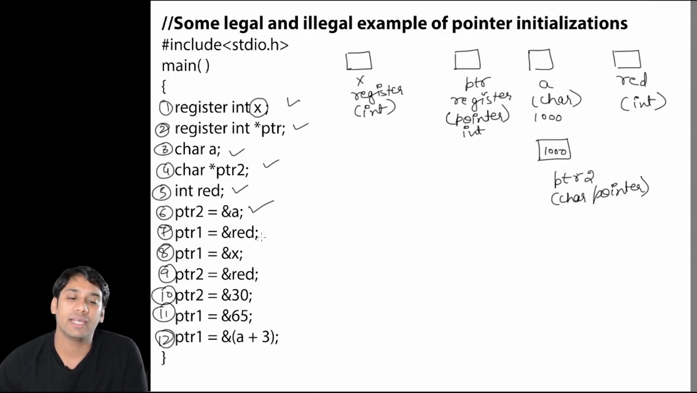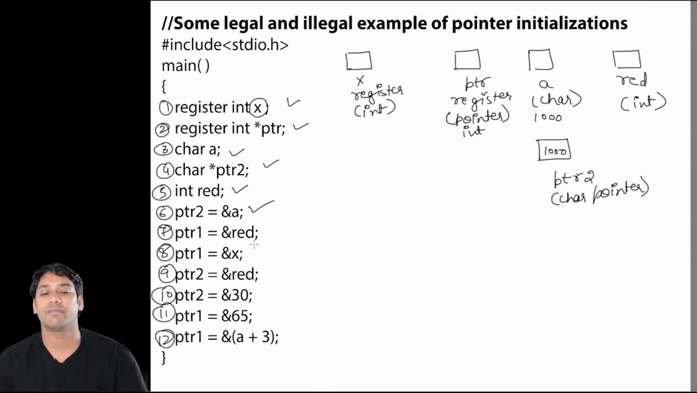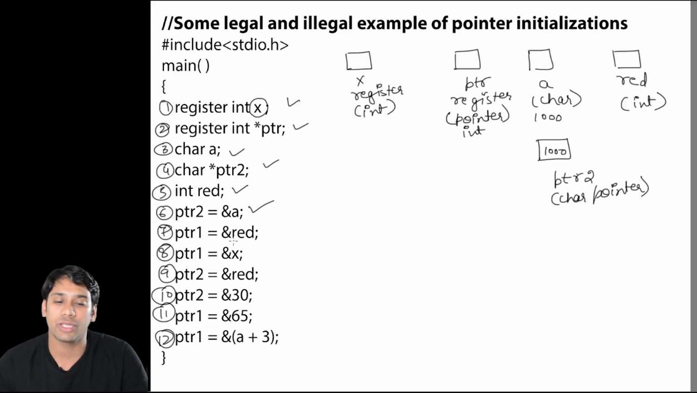Now in line number 7, we have PTR1 is equal to address of red. That means this red is an integer variable, and I am storing the address of this integer variable into pointer 1. So this PTR1, I think we have made some mistake here. This is PTR1.